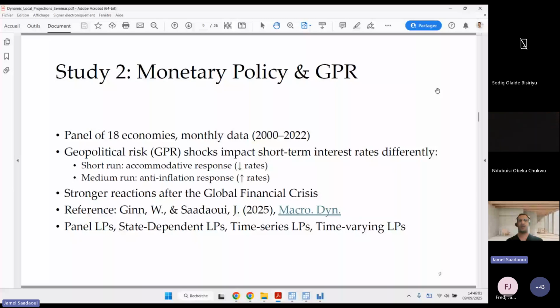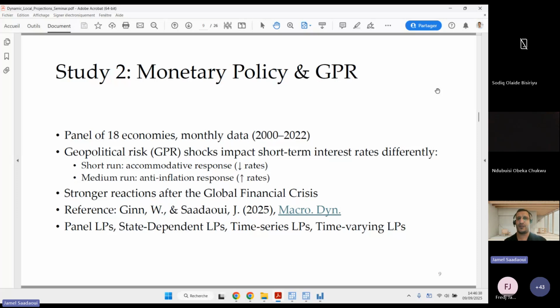midpoint of the seminar. So the second study is maybe interesting in a central bank. I presented this paper at Banque de France last October. So we have a panel data set of 18 economies, monthly data over the last almost 25 years. And what we discover was not in the literature, and I will be very happy to discuss that with central bankers, of course.